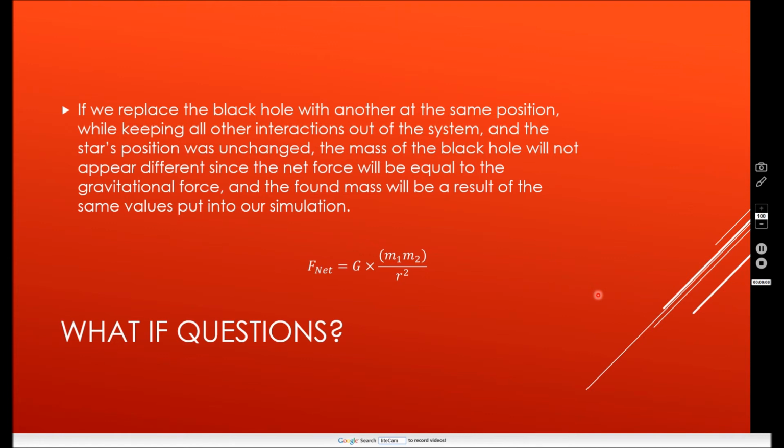And here's a what-if question. If we replace the black hole with another at the same position while keeping other interactions out, and the position of the star is the same, what can we conclude? Well, we can conclude that the mass is the same since we have the same values and we don't have enough information to tell us if anything would change. But judging by the F-net equation, it would have the same mass.